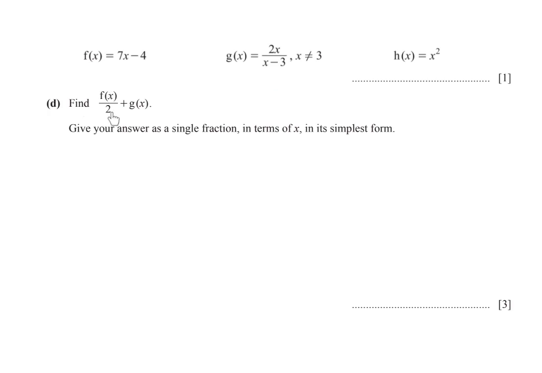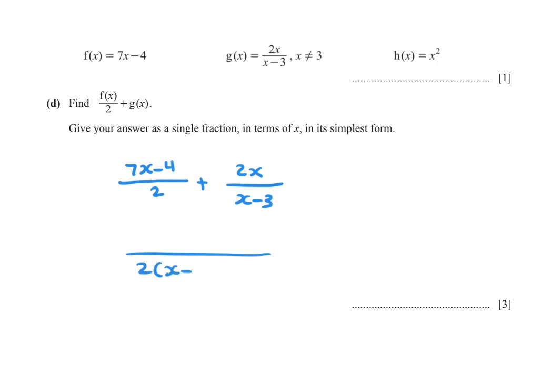D, find f(x) over 2 plus g(x). Give your answer as a single fraction in terms of x in its simplest form. f(x) over 2, so (7x minus 4) over 2 plus g(x), which is 2x over x minus 3. Multiply the denominators, so 2 times (x minus 3), then cross multiply, so (7x minus 4) times (x minus 3) plus 2 times 2x.